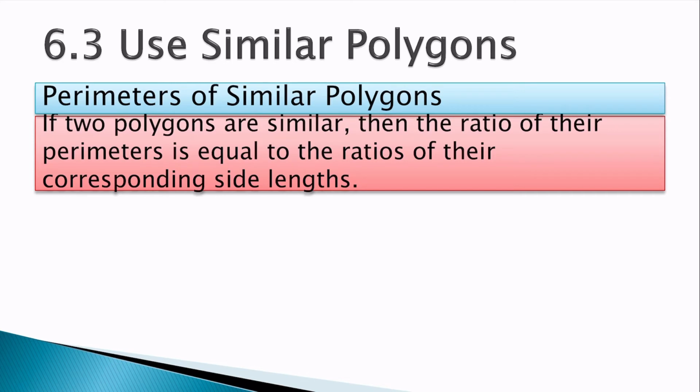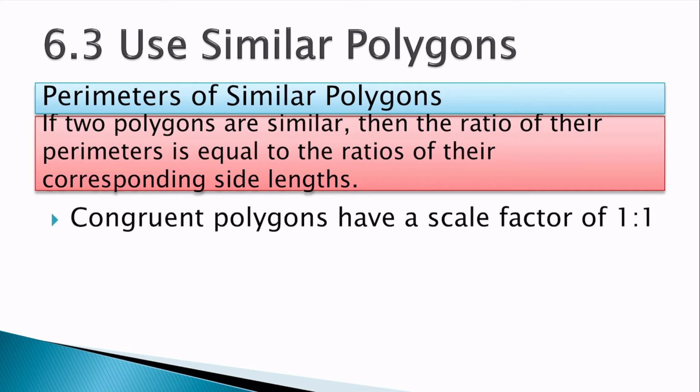Perimeters of similar polygons. Since perimeters are just the lengths of the sides and the sides are proportional, it would make sense then that the perimeters are also proportional. So if two polygons are similar, then the ratio of their perimeters is equal to the ratio of their corresponding side lengths. And if they're congruent, they're the same size, so then the scale factor would be 1:1.